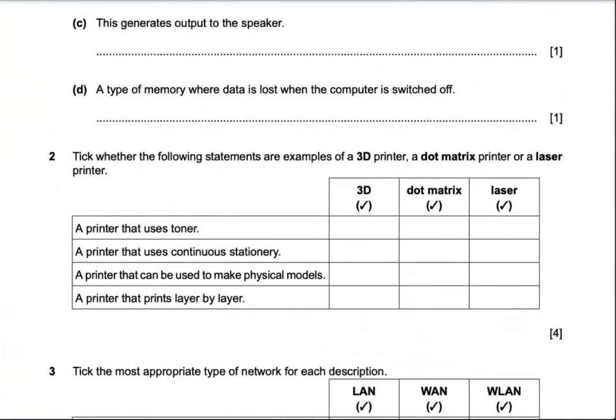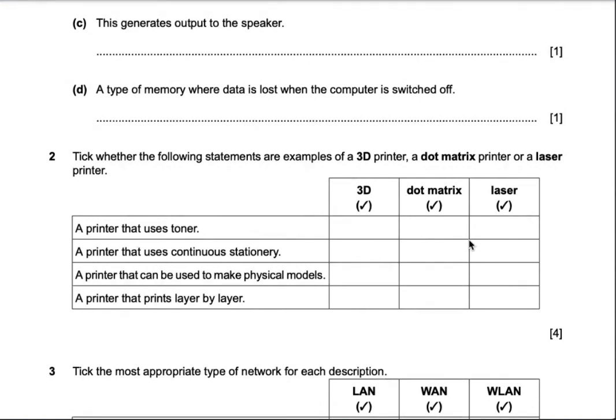Except we want to make this. We say a printer that uses toner is a laser printer, which is this. We tick this place. And then the second one, a printer that uses continuous stationery.